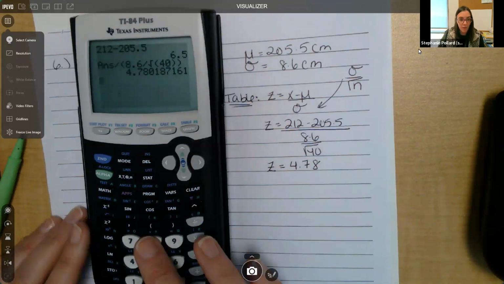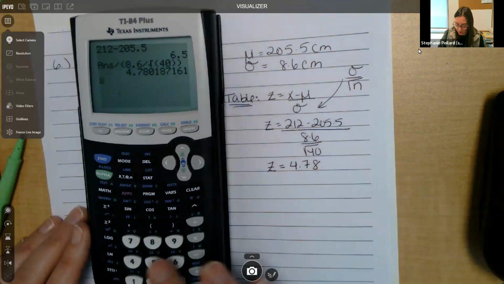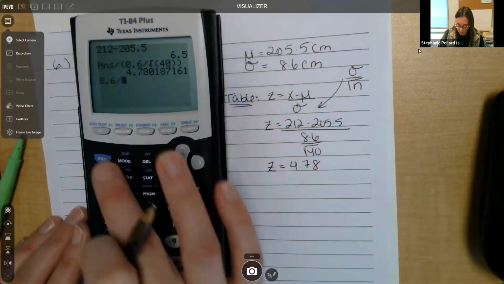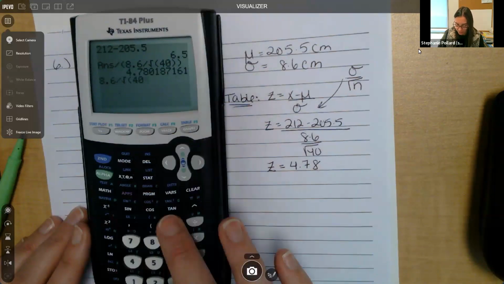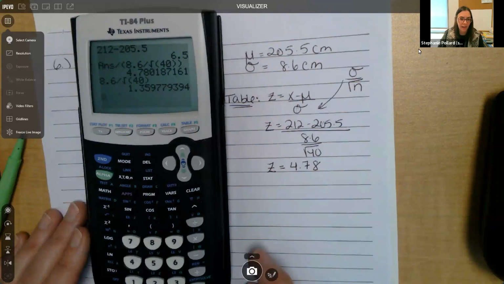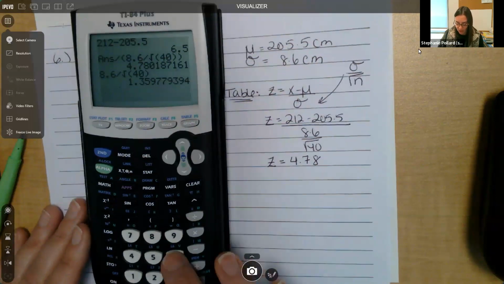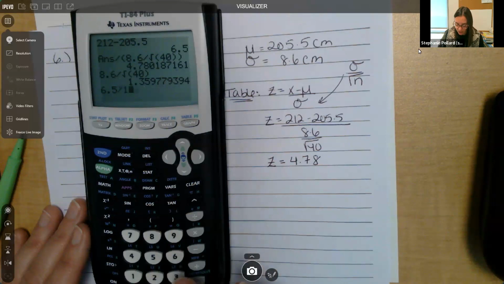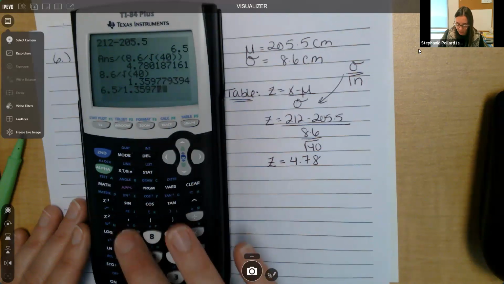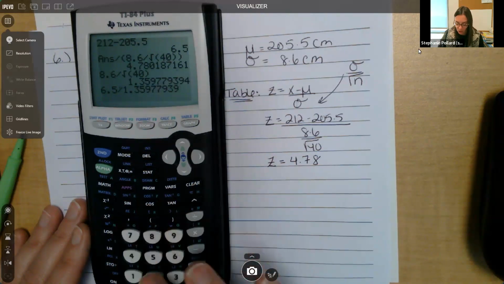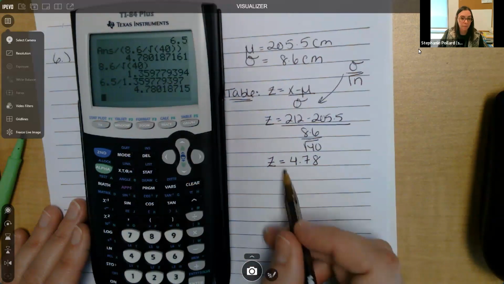So again, as I said before, if you can't do the parentheses, the denominator is 8.6 divided by the square root of 40. So I have 1.359, etc. So what I could do is just take the numerator, which was 6.5, and then just use lots of decimals when you're dividing, and you should still get the same answer there.